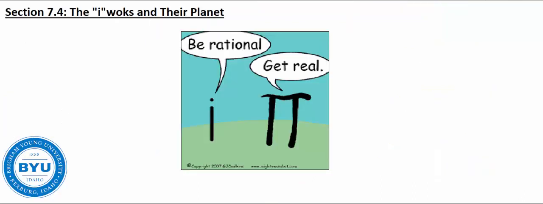I leave you with this math joke. Here's the number i telling the number pi to be rational, and the number pi telling the number i to get real. I love it.